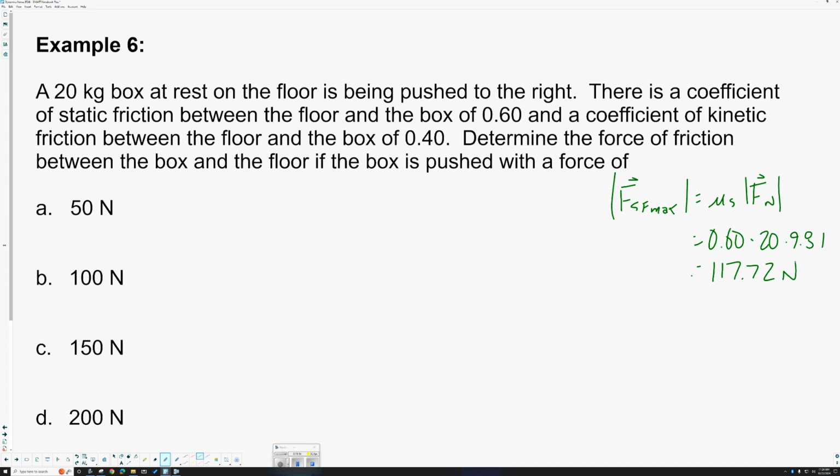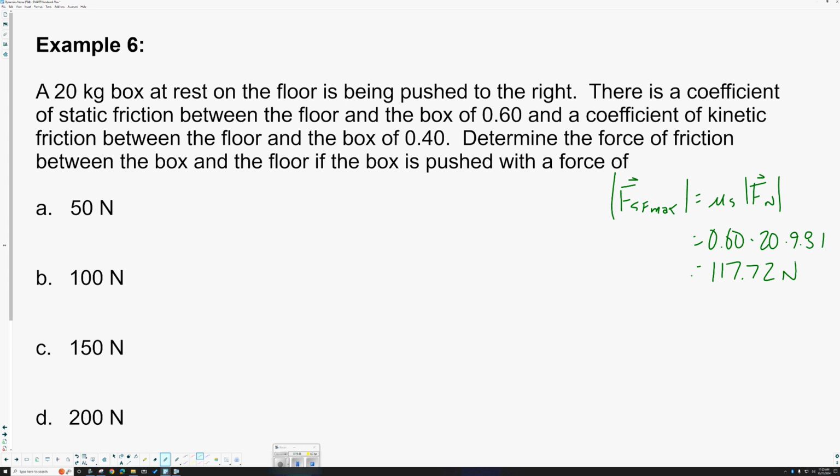That is the maximum possible force of static friction. Static friction is just however hard I push, right? Unless it exceeds the maximum value. Okay, well, I push with 50 newtons here. Does it move? Maximum is 117. I push with 50. Does it move? You're right. It does not move.